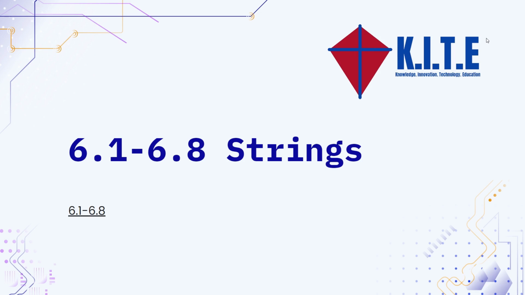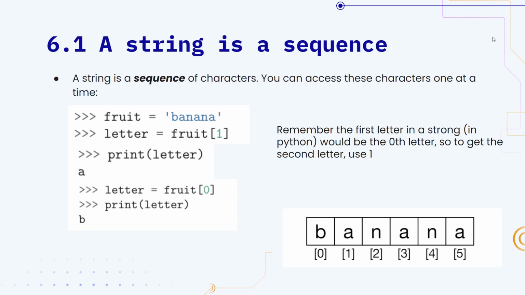Now that we are finished with iterations, let's look deeper into Python strings. So a string is a sequence of characters. You can access these characters one at a time using indexes, just like a list. And actually, in its own way, a string is a list of just letters or characters.